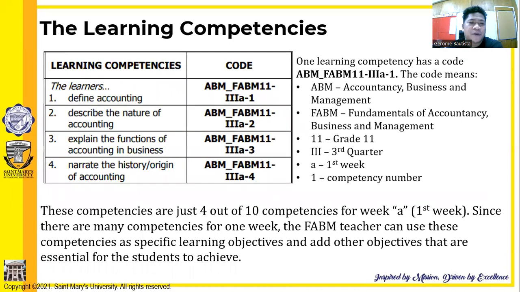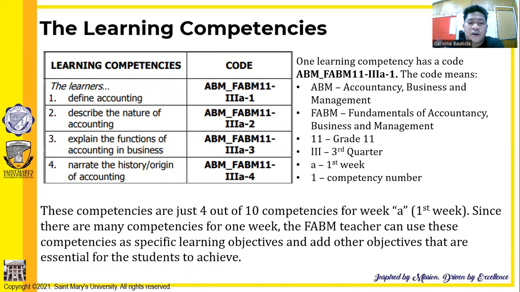So here's an example of learning competencies from FABM. So we have here the code ABM. This is a strand for accountancy, business, and management. We have the code FABM. This is under the subject fundamentals of accountancy, business, and management. We have the grade, that's grade 11. We have the quarter, that's third quarter. Letter A, first week. Number one is a competency number.